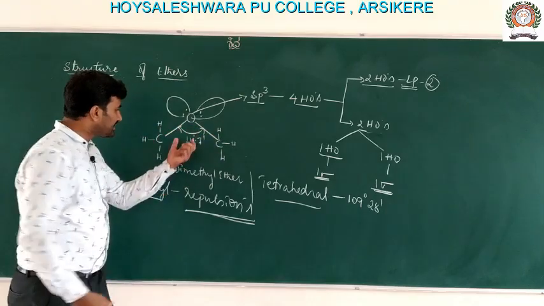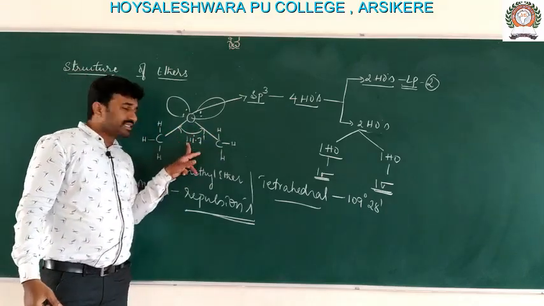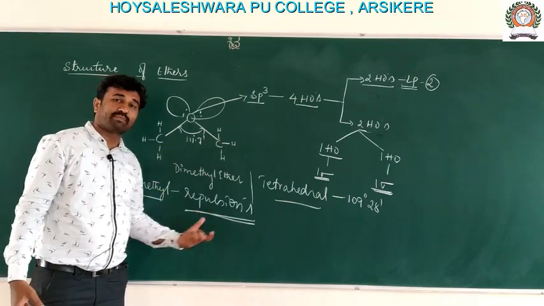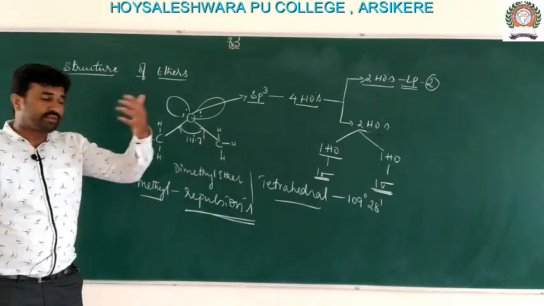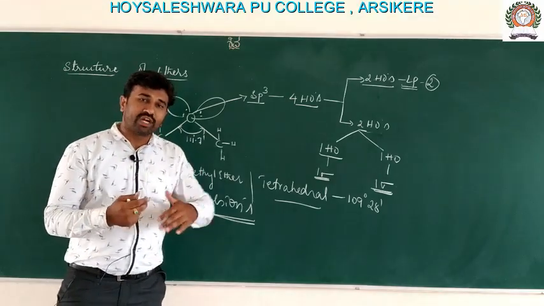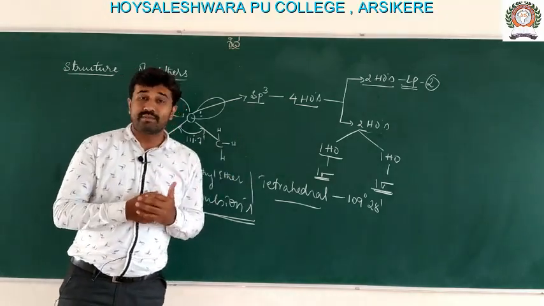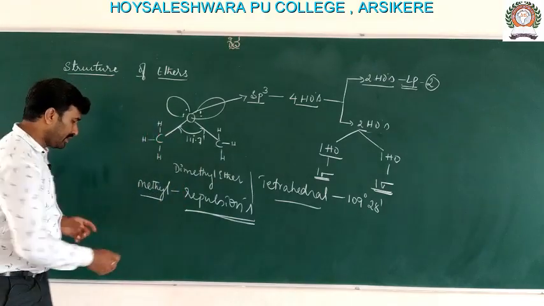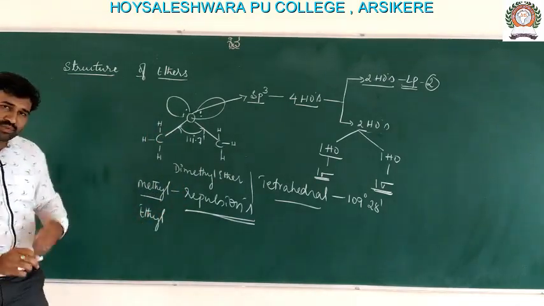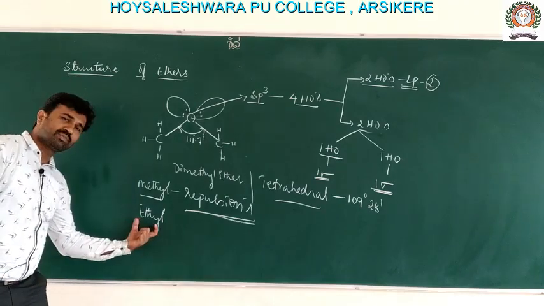Therefore, the bond angle is increased, that is 111 degree 7 minutes, because of repulsions. Sir, if instead of methyl, if an ethyl group is present, what will be the bond angle? See, methyl group, ethyl group. Among these two groups, which one is the larger group? Ethyl group is the larger group.